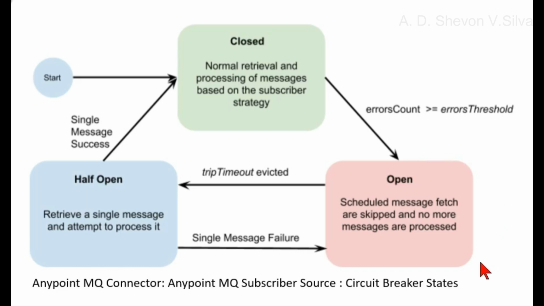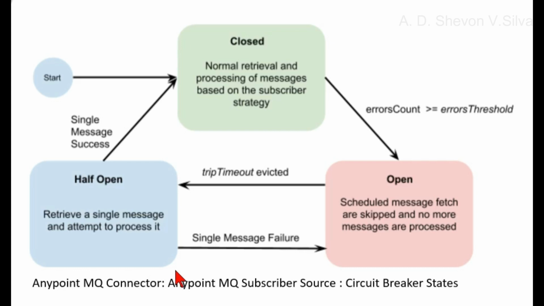Open: the subscriber source doesn't attempt to retrieve messages and silently skips the iterations until the trip timeout is reached. Half open: after the trip timeout elapses, the subscriber source goes to a half open state. In the next poll for messages, the subscriber source retrieves a single message from the service and uses that message to check if the system has recovered before going back to the normal closed state.